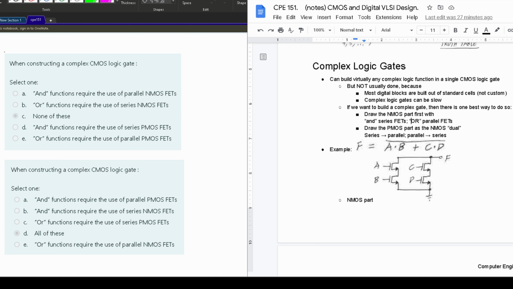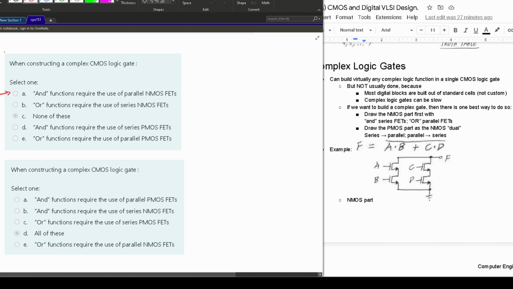We can run through all of these answers. Let's look at this one right here first. So AND functions require the use of parallel NMOS FETs. So AND we know is in series for NMOS. So this is incorrect. Now if we look at B, the OR, it's saying that it's in series. We know that it's incorrect as well.